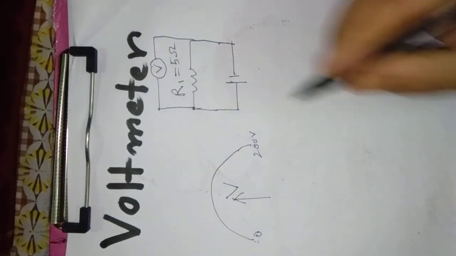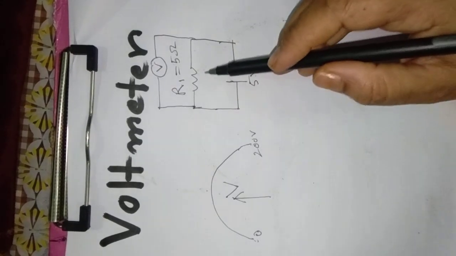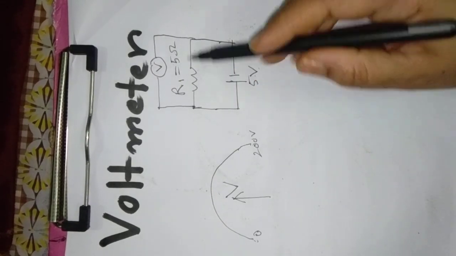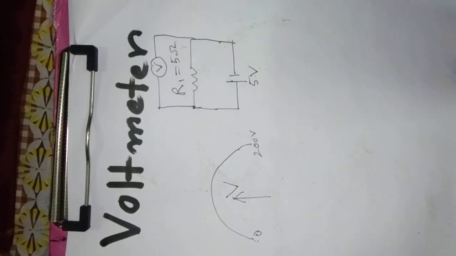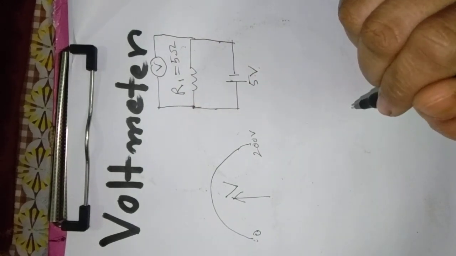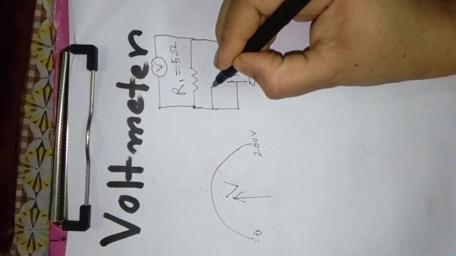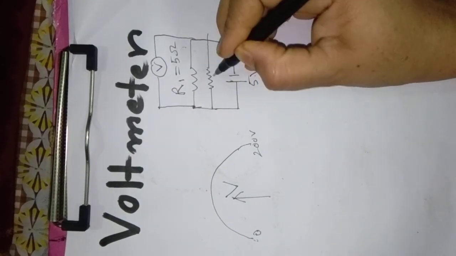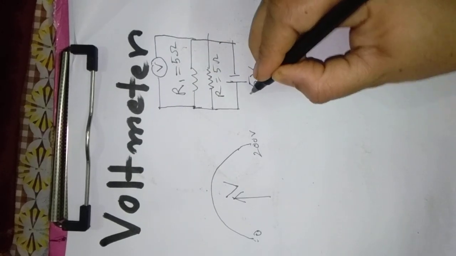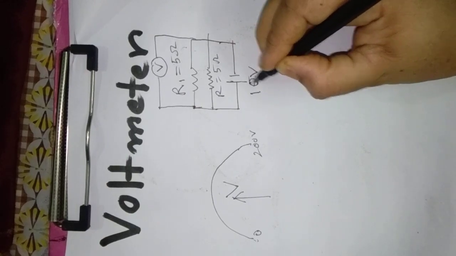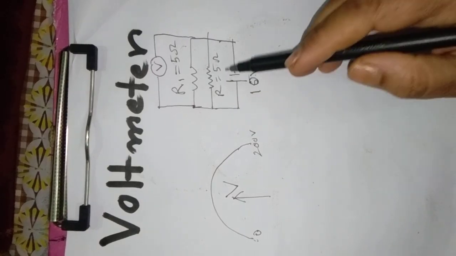Look, I have drawn here one circuit. There is one resistance R1 that is equal to 5 ohm. There is the voltage source that is 5 volt. So what amount of current will flow through this circuit? Again I can insert here another resistance, that is R2 equal to 5 ohm. Okay, for calculation I can take it as 10 volt. So what amount of current can be passed through it?